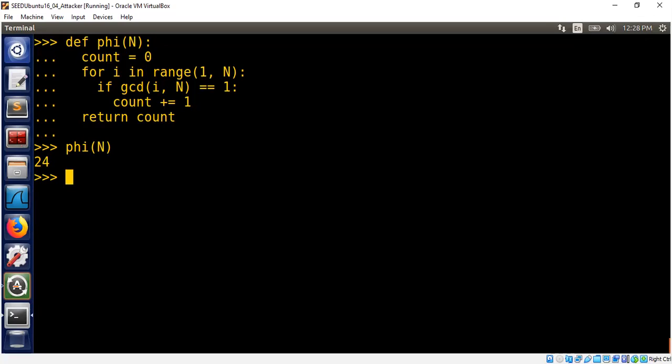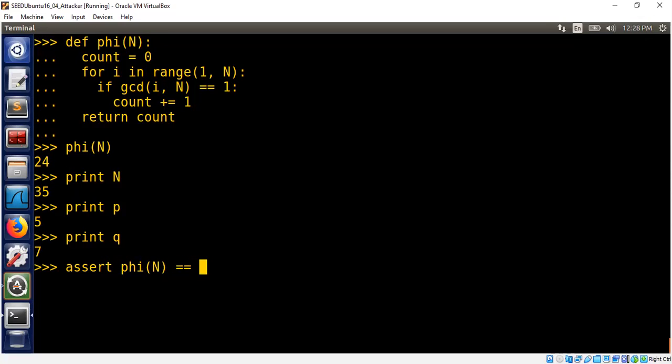What was our n again? Let's print it. N was 35, p was 5, q is 7, and the assertion of the theorem that we proved was that pi of n is equal to p minus 1 times q minus 1, which is basically true, because p minus 1 is 4, q minus 1 is 6, and 4 times 6 is 24. So we proved that pi of n is the same as p minus 1 times q minus 1. All right, that's basically it. We found a way to compute pi of n if we know the prime factors p and q.